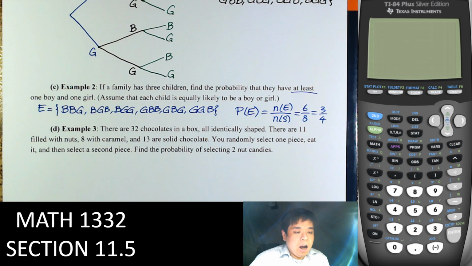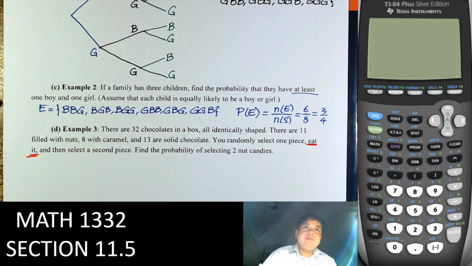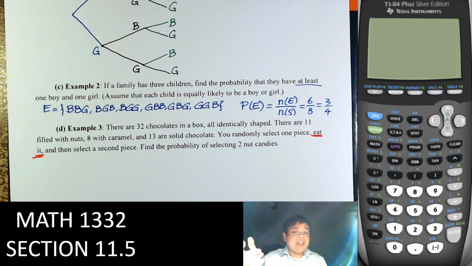Next, there are 32 chocolates in a box, all identically shaped. There are 11 filled with nuts, 8 with caramel, and 13 with solid chocolate. You randomly select one piece and eat it, and then select a second piece. Find the probability of selecting 2 nut candies. The key here is that we eat it. There are 32 in total.